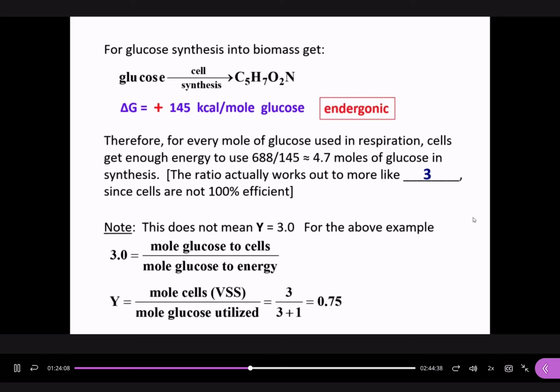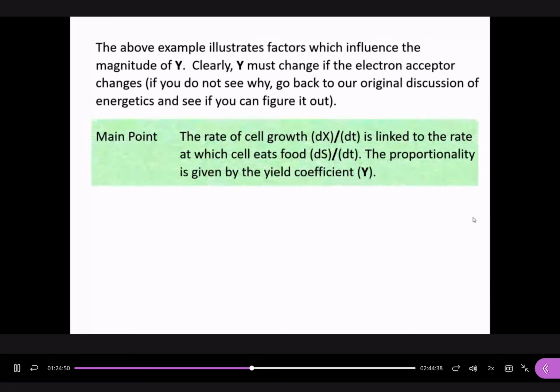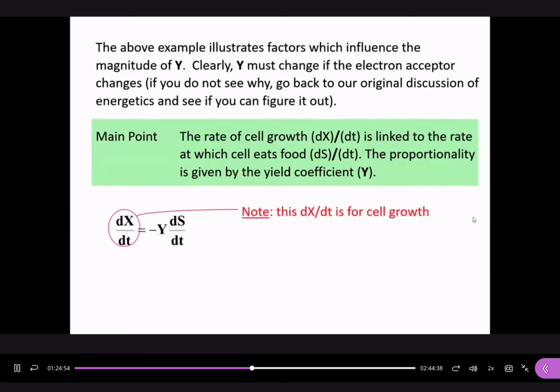The ratio is more like 3 in reality. And then the yield is not 3, because 3 is 3 moles of glucose to cells over 1 mole of glucose to energy. You still need 1 mole of glucose to produce energy. So the total glucose will be 4. So the yield will be 0.75. And that is the definition of yield. Why do we need to define yield in our process?